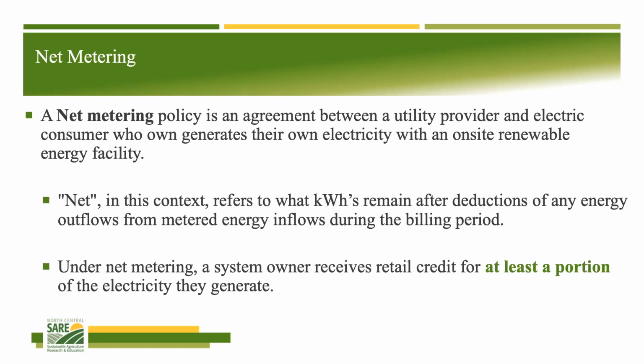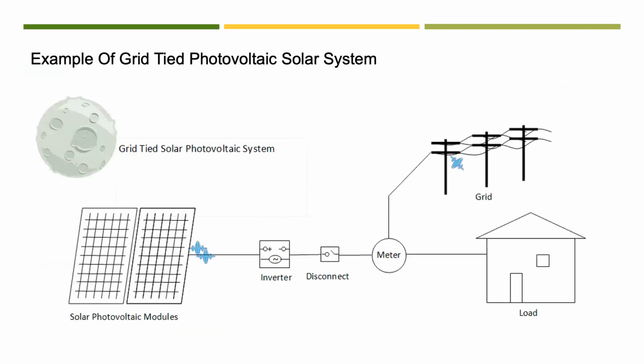It could be at different levels though, right? So compensation for net excess generation could be at retail rate. It could be at the retail rate of generation only. It could be at avoided cost. And so it's important to understand how we're compensated for that excess generation. And we'll look at a couple examples here.